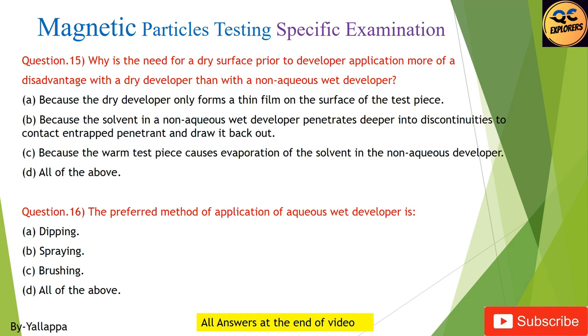Question 16. The preferred method of application of aqueous wet developer is dipping, spraying, brushing, all of the above.